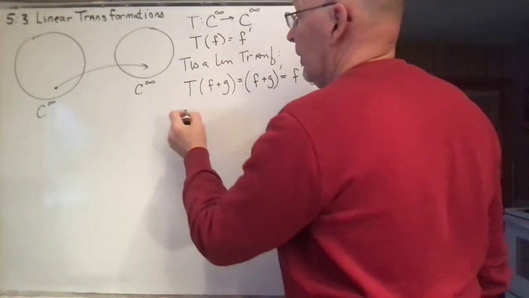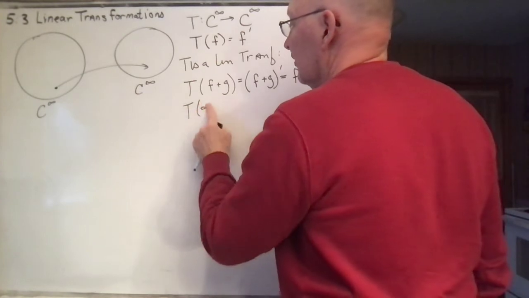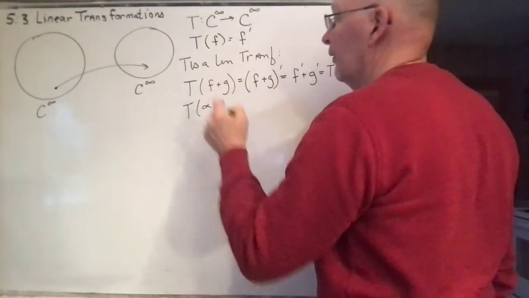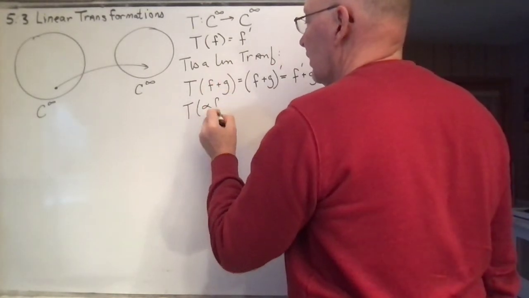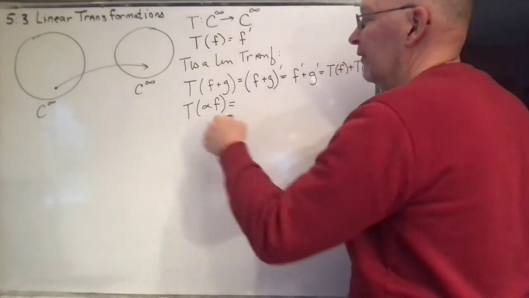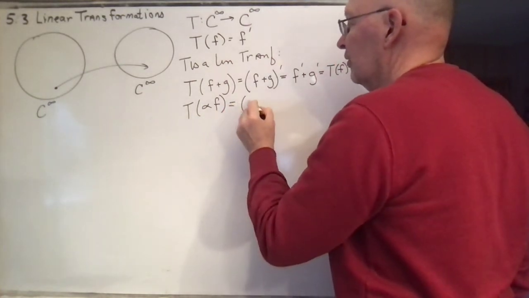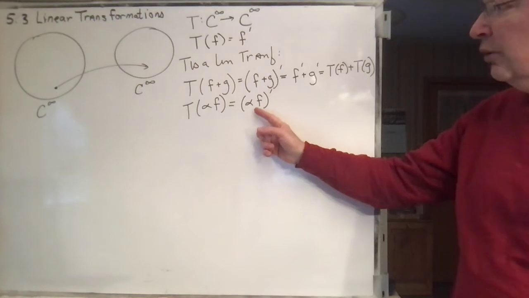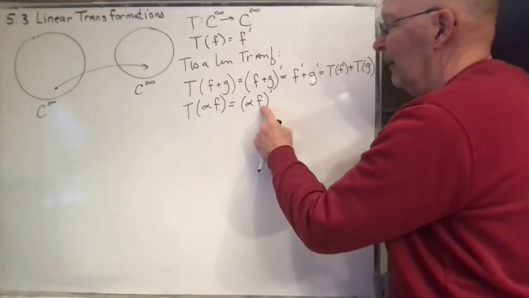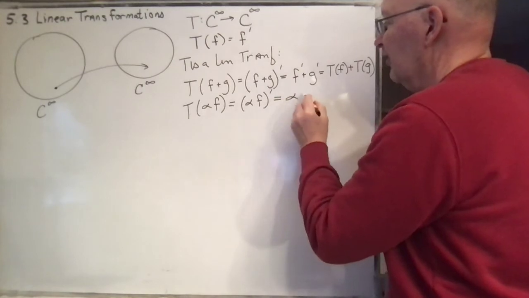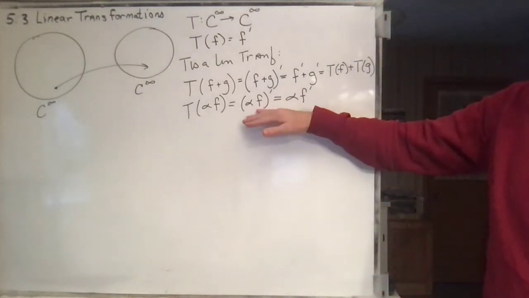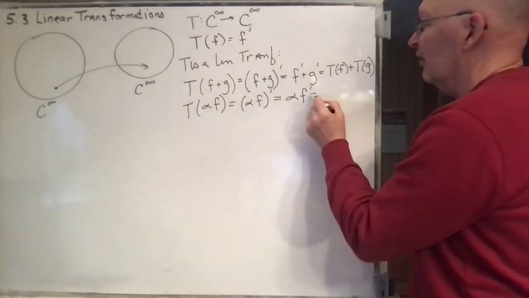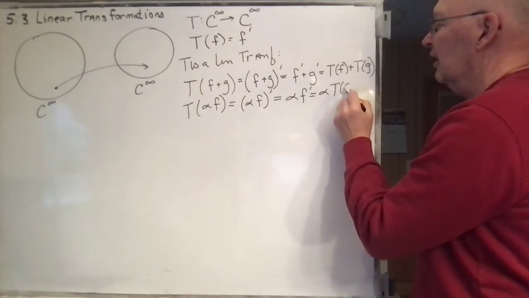What's the second one? T of some constant. I guess I'm using A as my constant. I'll use alpha, just to make it really clear it's a constant rather than a function. Alpha f. So by definition, what's T of anything? It's the derivative of that thing. And what did you learn in calculus again? You learned that if you have a constant times a function, its derivative is just the constant times the derivative of the function. I'm teaching a calculus course right now. I just taught that to them last week. Okay? And once you have that, notice that that's just alpha times T of f.